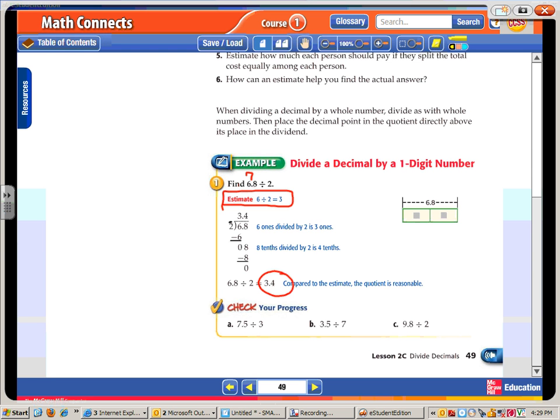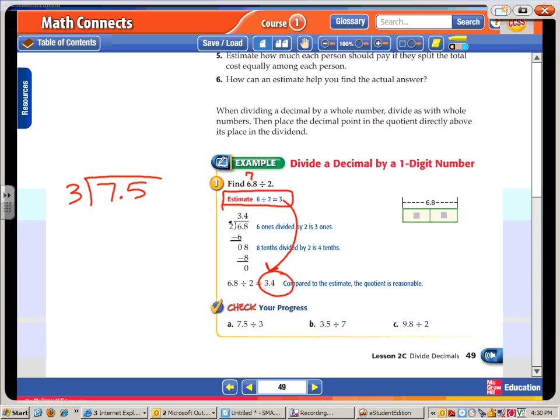That's where it gets so confusing in division. The numbers have to be compatible, but you want them to be close enough that it's going to give you a reasonable idea of where your quotient should be. So 3, and then when I look at my division, 3 and 4/10, yeah, that's reasonable, that's good. I can move on.